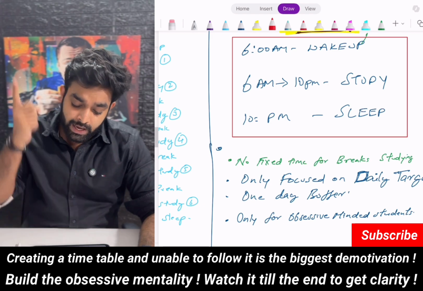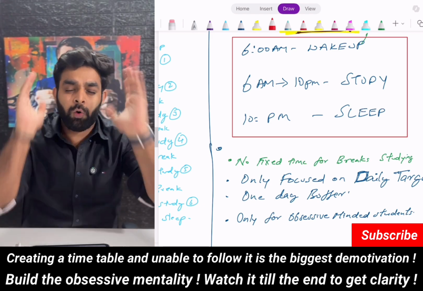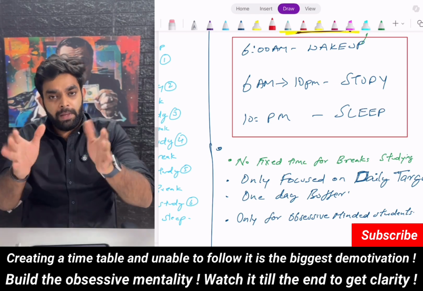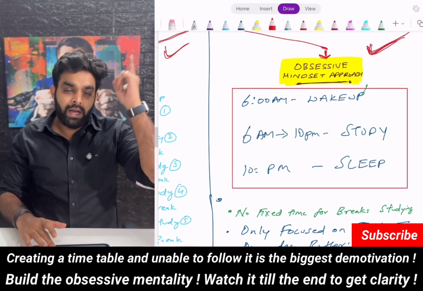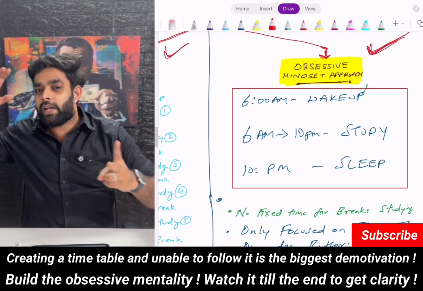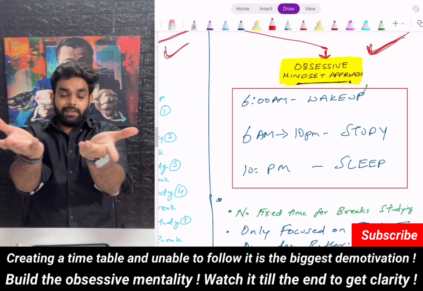I'll tell you why. Because if you get obsessed about clearing CA, for you, eat, study, and sleep, this is the only thing that you have got. This will be the only thing that you've got in this timetable that I'm saying. It's not a timetable. It's just like you wake up in the morning like 6 a.m. From 6 a.m. to night 10 p.m. is your study schedule, and after 10 p.m. you sleep. Taking breaks. Now you may think like when to take breaks.